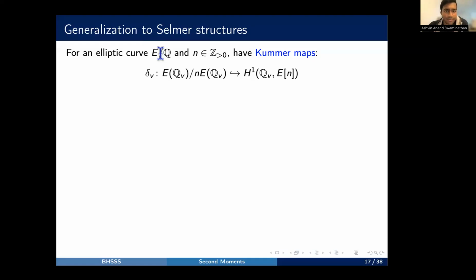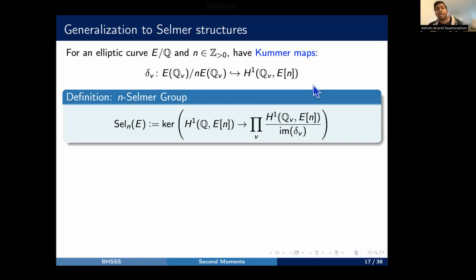For an elliptic curve E over Q and a positive integer n, we have what are known as Kummer maps. These are maps delta_v from E(Q_v) mod nE(Q_v) into H^1(Q_v, E[n]), the n-torsion of E. This follows by writing down the multiplication by n map and then taking the long exact sequence in Galois cohomology.